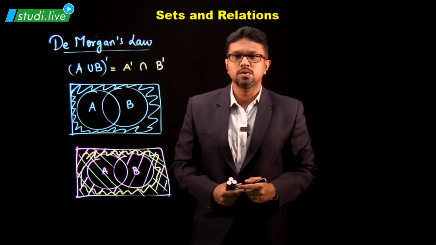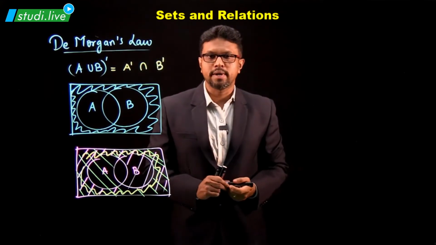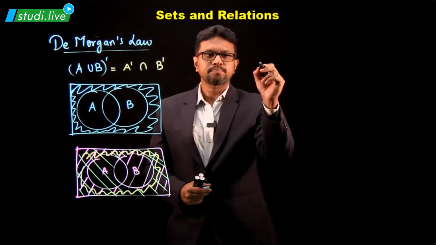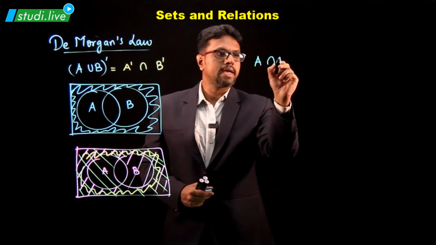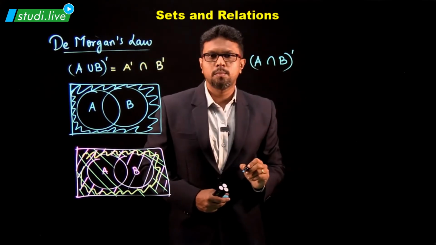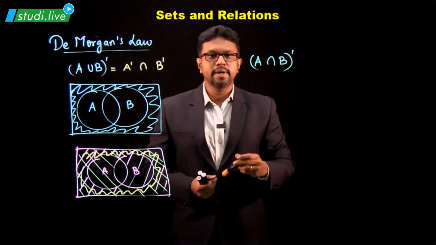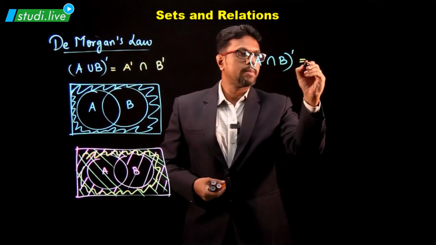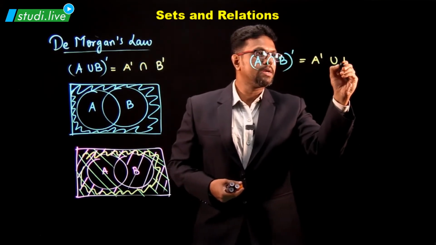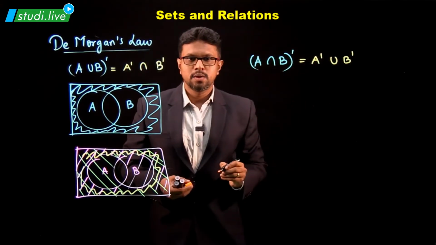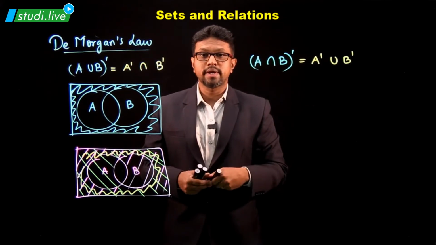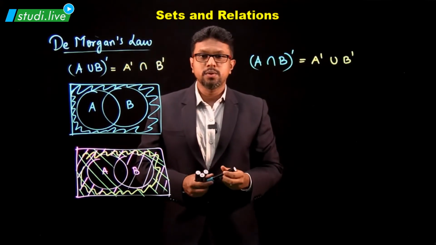So the first law was A union B the whole complement. Now let us see the second, A intersection B the whole complement. So what is the answer for A intersection B the whole complement? So this is A complement union B complement. Okay, A intersection B the whole complement is A complement union B complement.